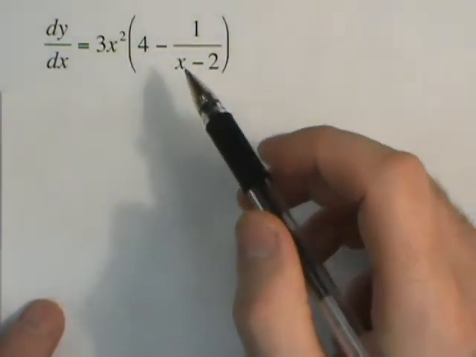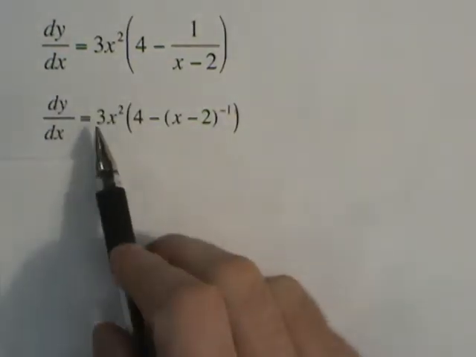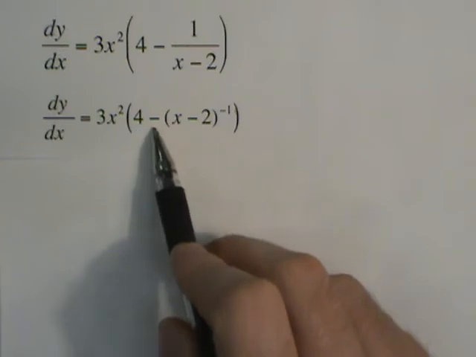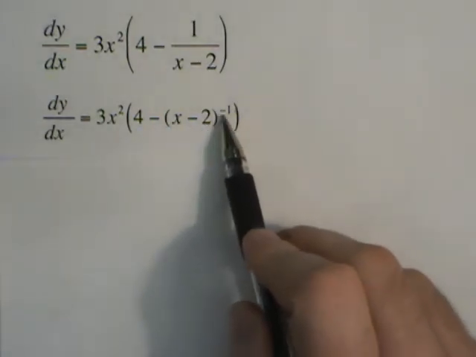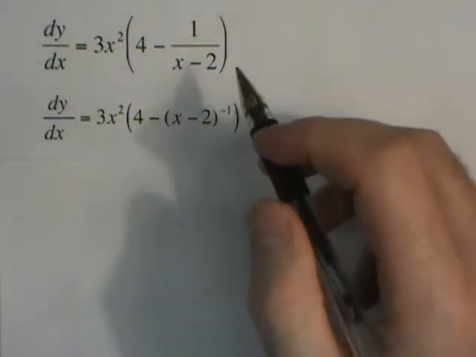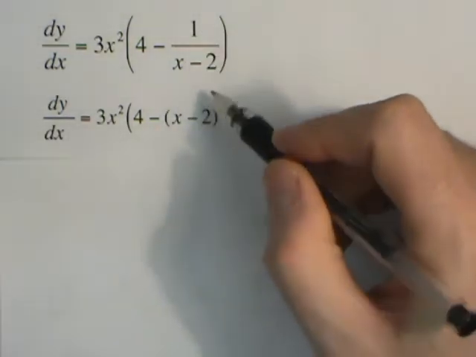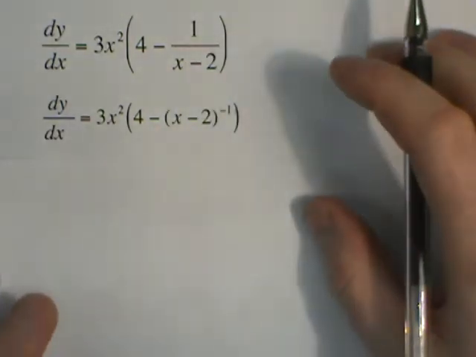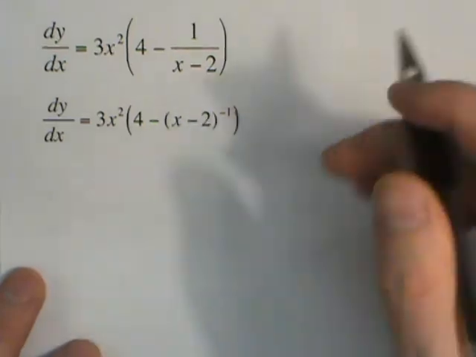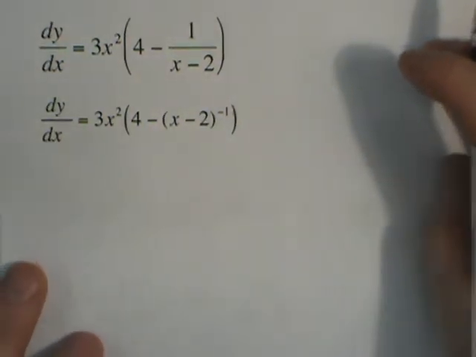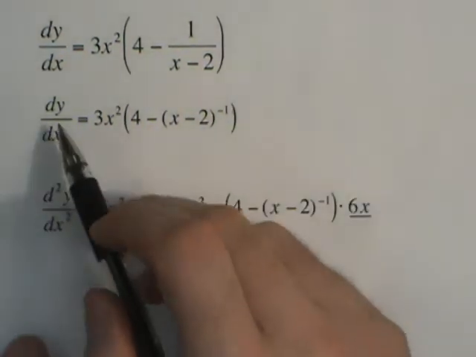And how I do that is I'm going to rewrite the problem as 3x squared times the quantity 4 minus x minus 2 raised to the negative first. Essentially, I'm bringing this up and then I can use it as a power idea and then do a product with the power.